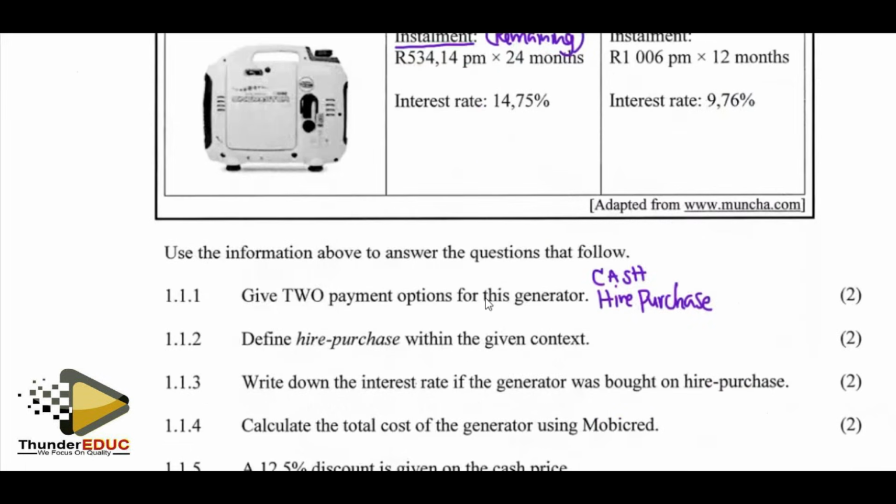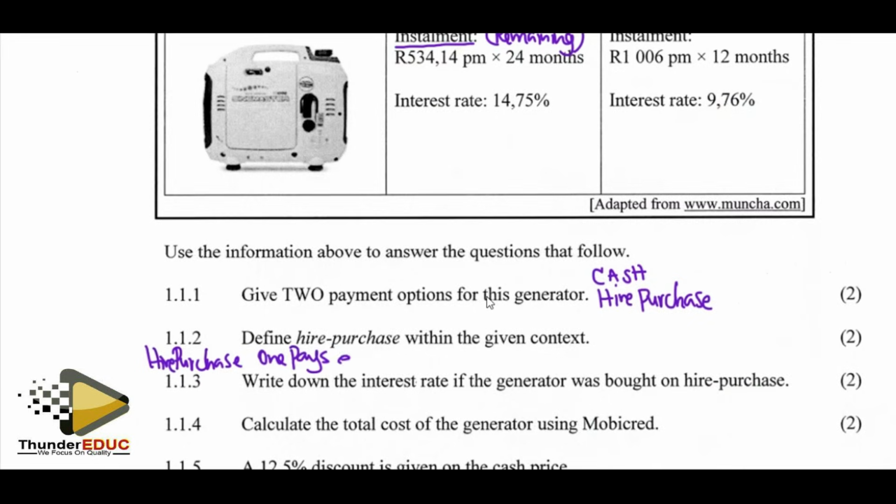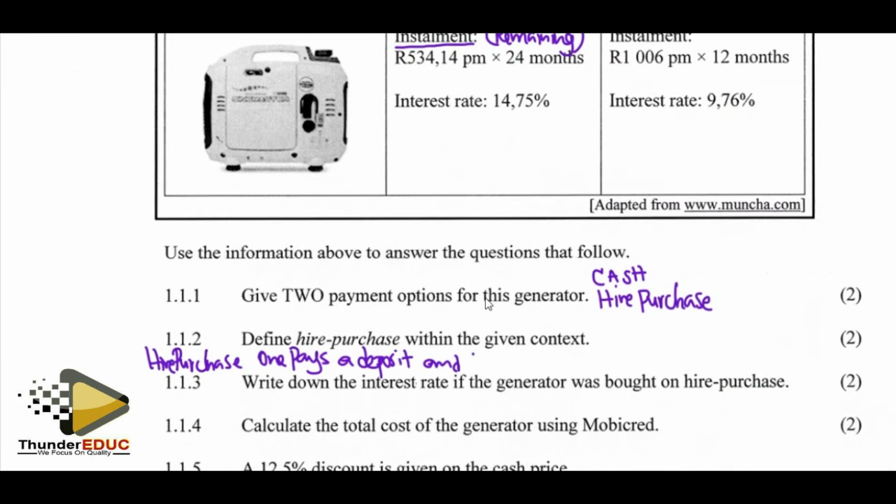Right, then we shall say hire purchase: one pays a deposit and pays the remaining amount in installments.